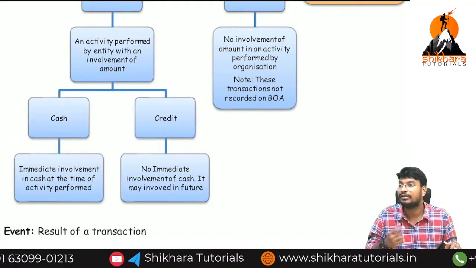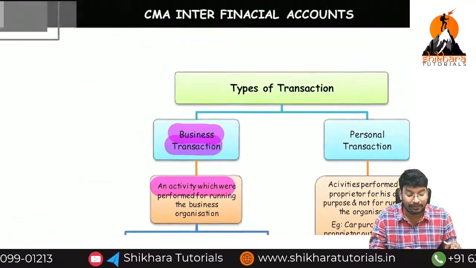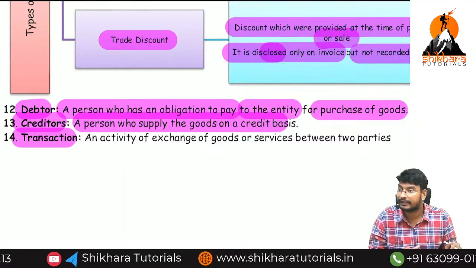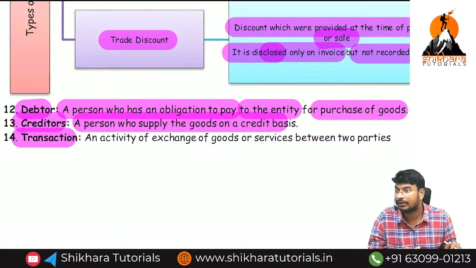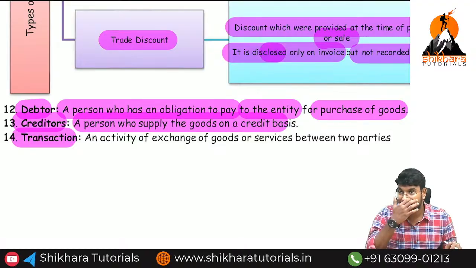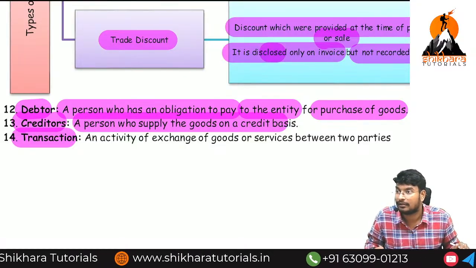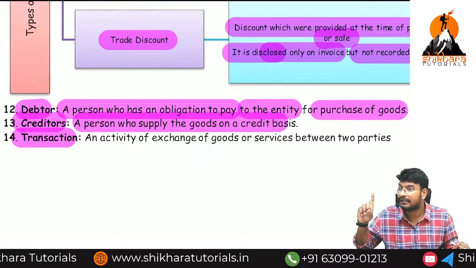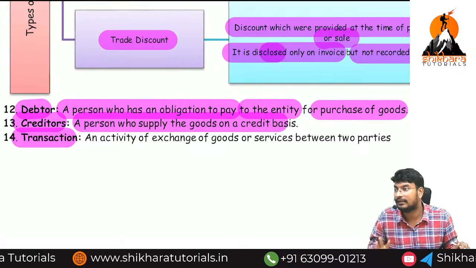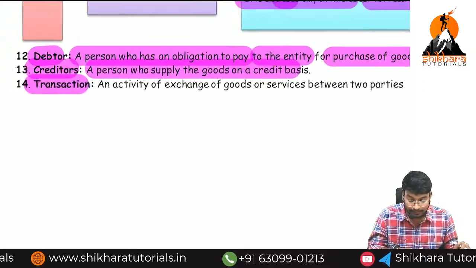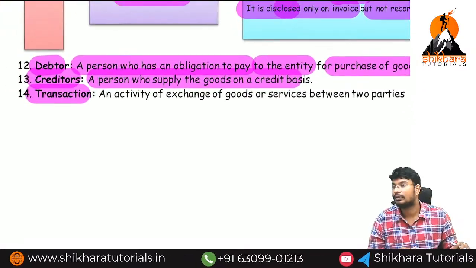So this is how we have completed the discussion of terminologies related to transaction, debtor, creditor, and discounts. All this we have discussed, and we have discussed journal entries: the capital entry, purchase entry, and sales entry. How many terminologies have we completed? 14 terminologies in total we have discussed.